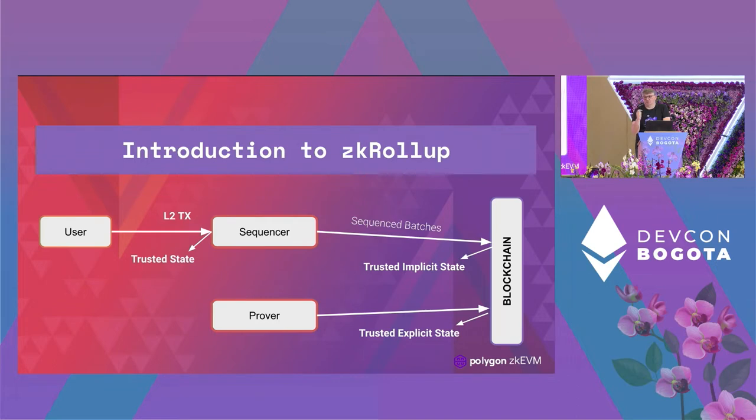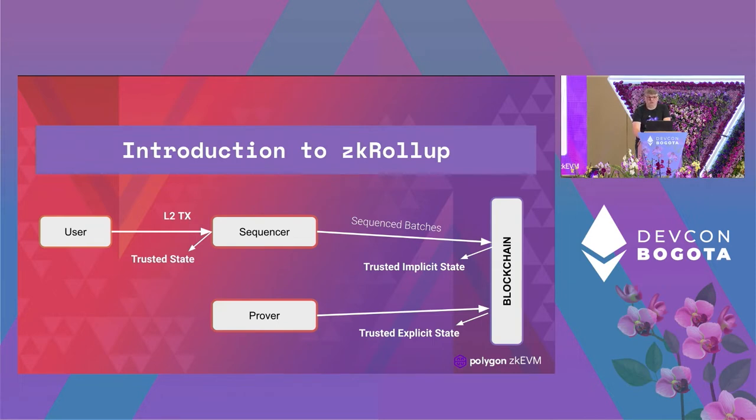This is the big difference with the optimistic rollups. In optimistic rollups, you need to wait for somebody to challenge this state. In a ZK rollup, the prover just sets this state, and you know for sure that this is valid. It is at this point that the user can withdraw the funds.